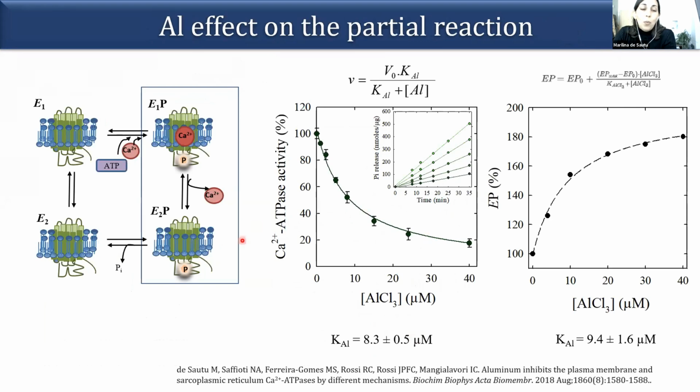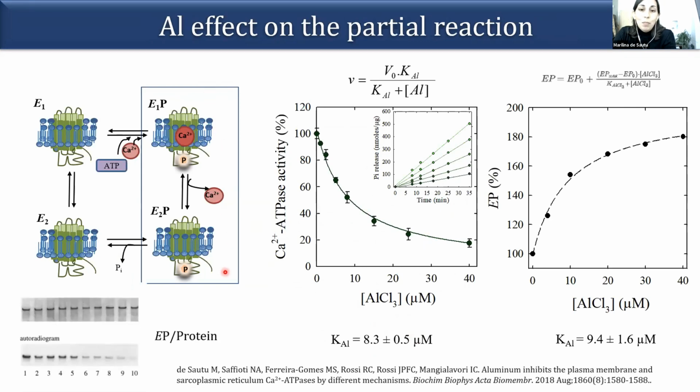Then we can measure the phosphorylated enzyme of the PMCA by using radioactive ATP. In this assay, we are measuring the amount of the conformations E1P and E2P. And we found that the phosphorylated enzyme increases as a function of aluminum. And the apparent constant of this process was very similar to the one that we found in the calcium ATPase activity, indicating that this is the step involved in the inhibition. So we found that aluminum is stabilizing the PMCA in one of these conformations, E1P or E2P.